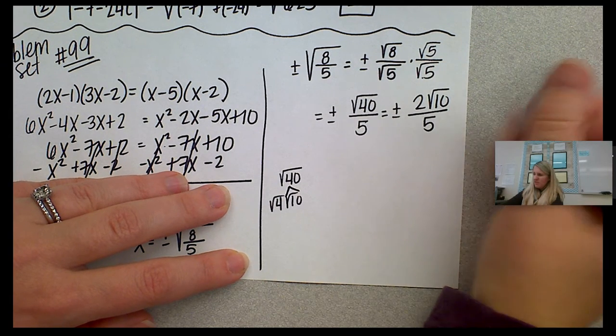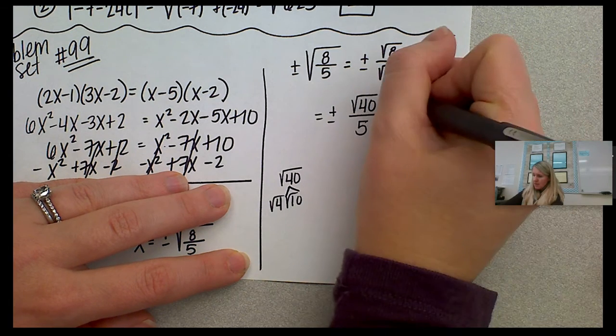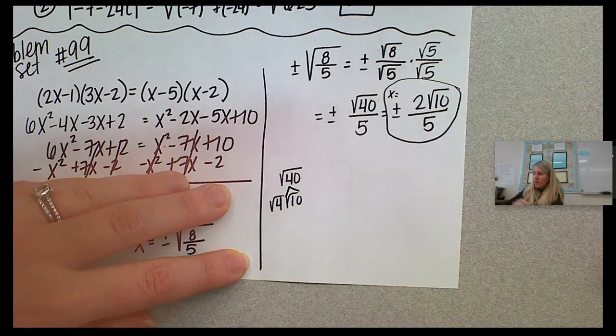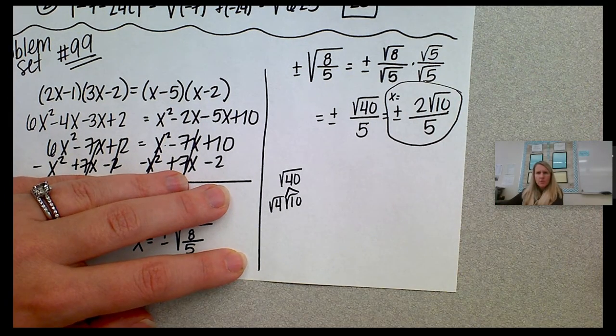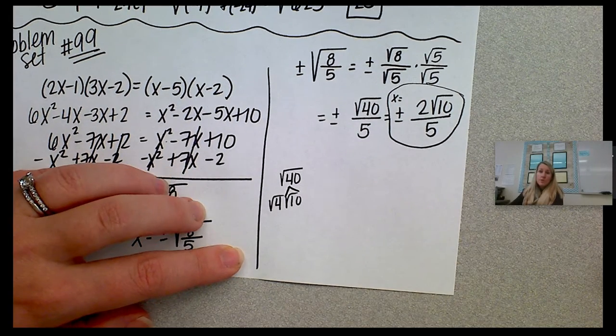And I think I'm good, right? This doesn't reduce. I have my plus or minus. This is all set. So x is going to equal plus or minus 2 root 10 over 5. What a beauty. So that was a little different.